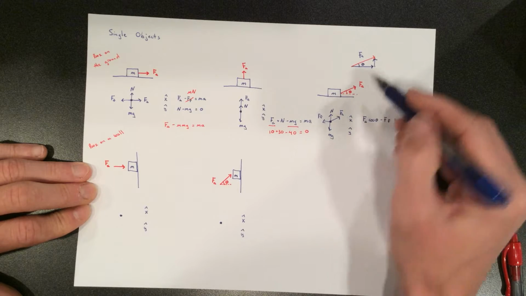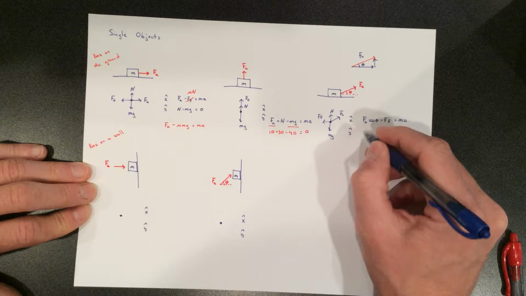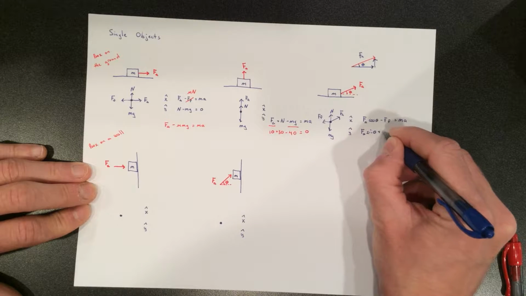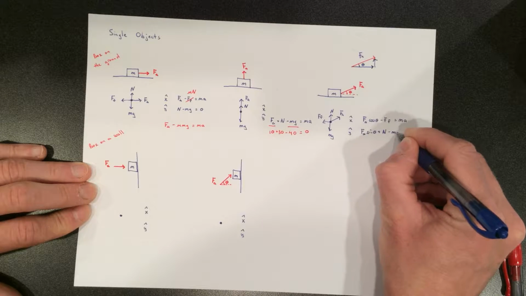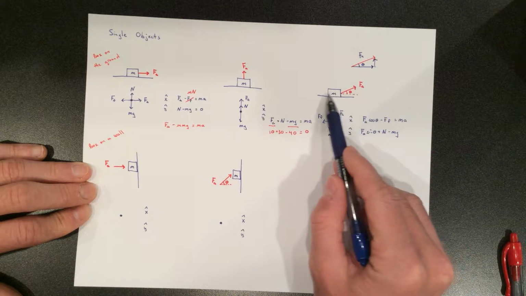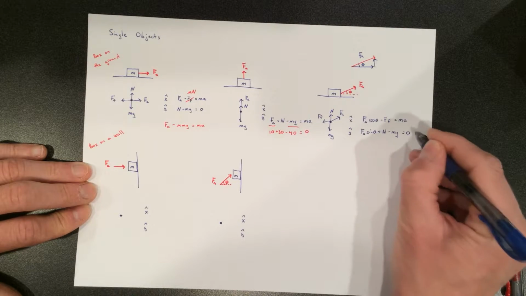And then vertically, we have this piece, right? We're pulling to the right, but we're also pulling up. The up part is opposite the angle, so it's the sine theta. We have the normal force, and we have gravity. And let's assume that when we pull this box at an angle, the box is sliding across the ground, so there's no vertical acceleration.